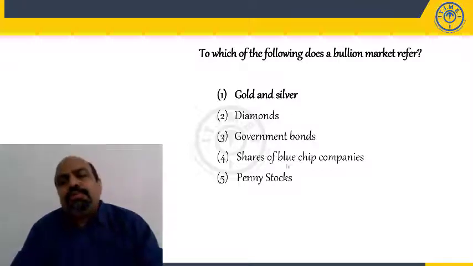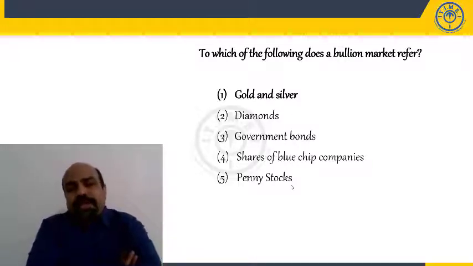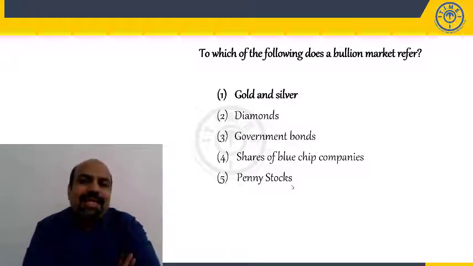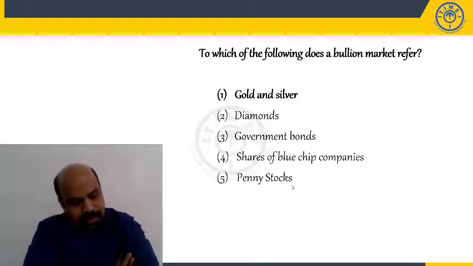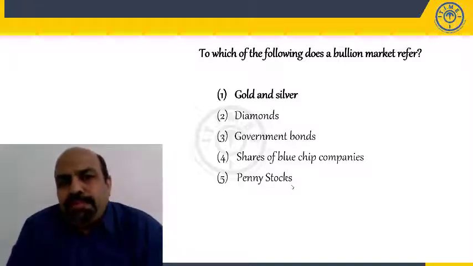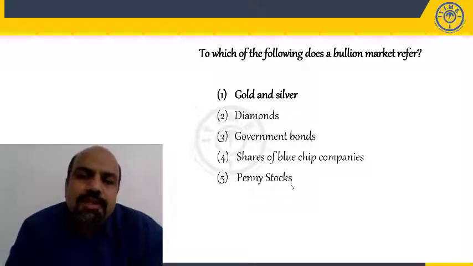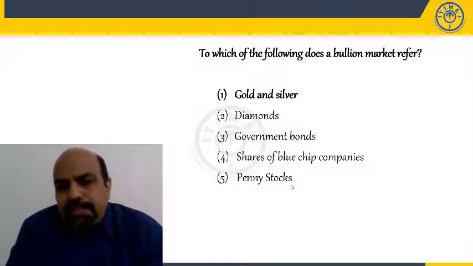Shares of blue chip. What's a blue chip company? You could write this. Blue chip dash: a consistently growing, C-O-N-S-I-S-T-E-N-T-L-Y, consistently growing and profit making company.